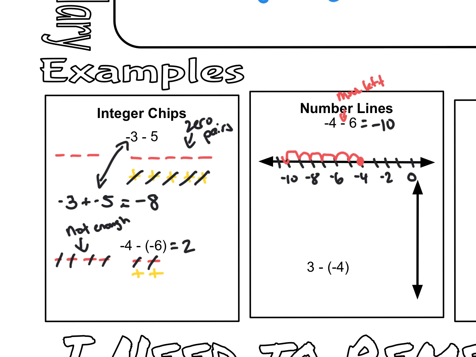You could also think about it in terms of temperature. If it's -4 degrees out and the temperature falls 6 degrees, it's going to get colder, so it's -10.